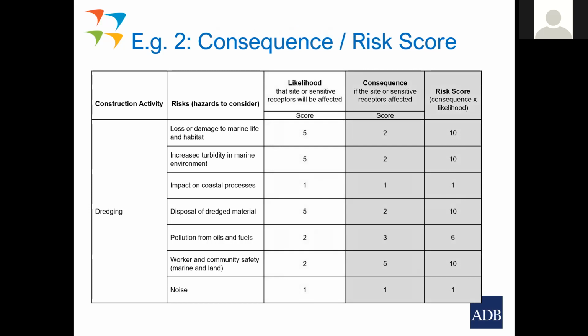Well, the loss of damage to marine life and habitat. I put a 2 here. I think it's moderate because it's already a highly disturbed environment there. It's been disturbed by dredging and reclamation before. So the consequence of loss of that habitat, not huge, I'd say it's moderate in this particular case, given the scale. Increase in turbidity in the marine environment, again, the consequence, I would say 2. You might have a different view.